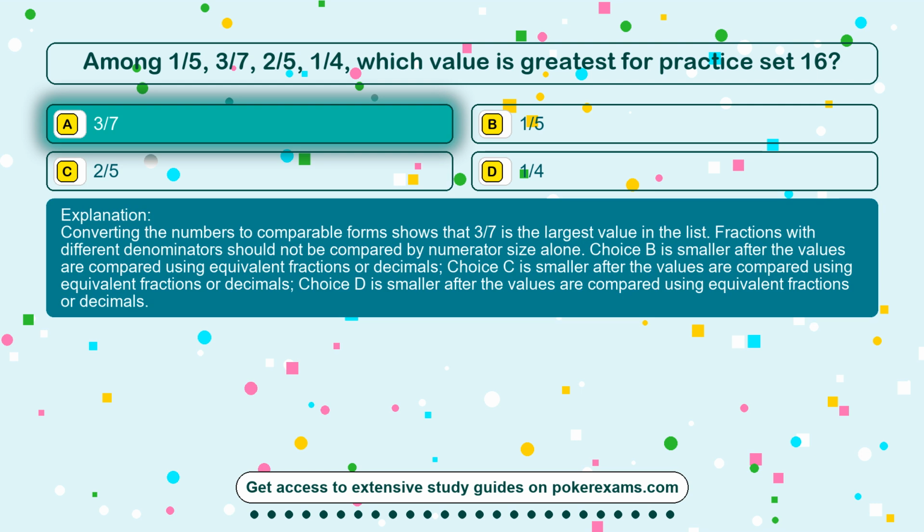Converting the numbers to comparable forms shows that 3/7 is the largest value in the list. Fractions with different denominators should not be compared by numerator size alone. Choices B, C, and D are each smaller after the values are compared using equivalent fractions or decimals.